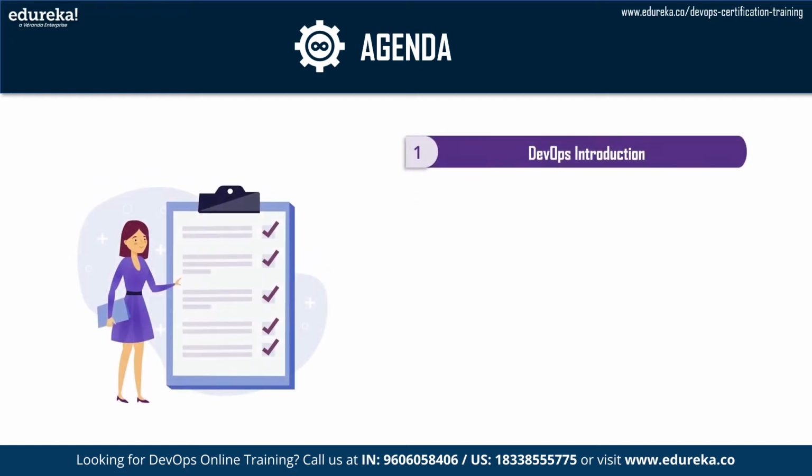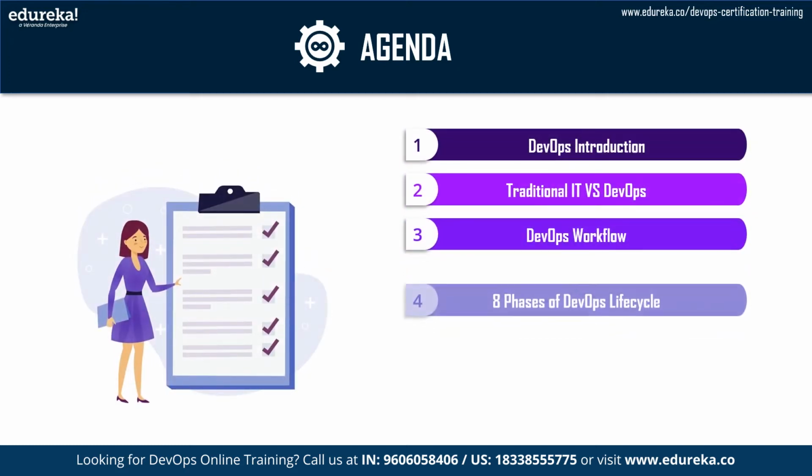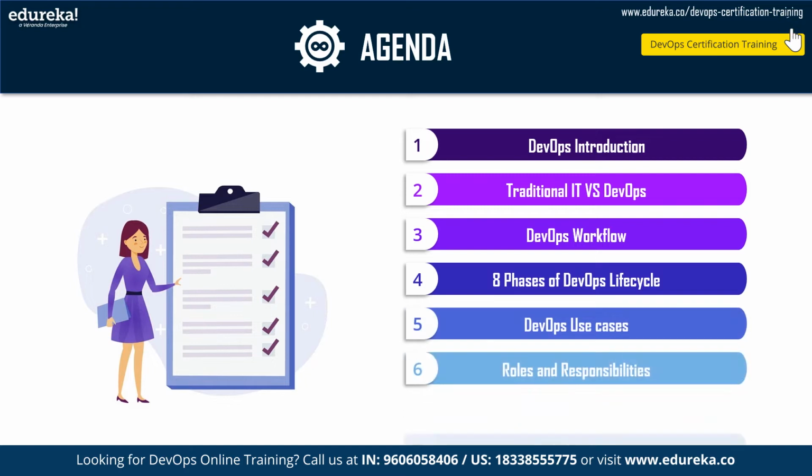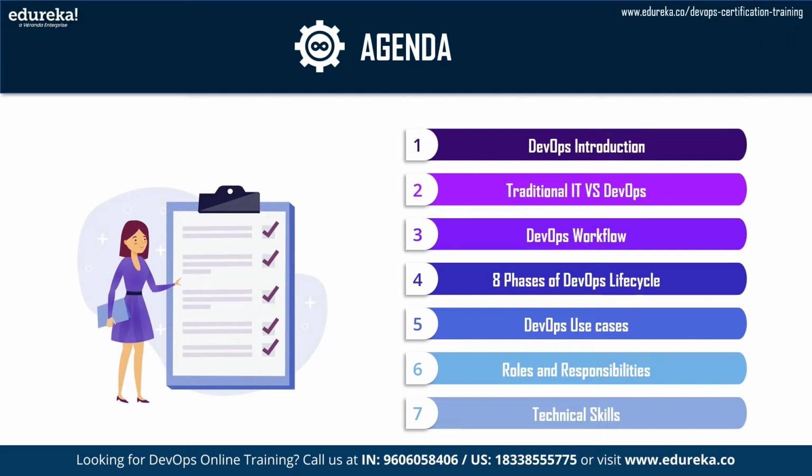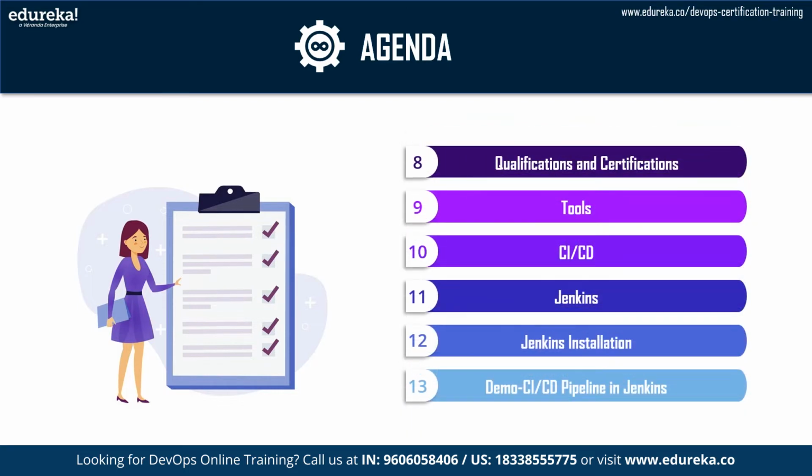Today, let's explore what DevOps is and the differences between traditional IT and DevOps. We will explore the DevOps workflow, the different phases of the DevOps lifecycle, and the DevOps use cases, followed by the roles and responsibilities of a DevOps engineer, the skills required, and the basic qualifications to land a career in DevOps. Next, I will discuss some important tools used by a DevOps engineer. Finally, we will explore the importance of CI/CD and Jenkins and also demonstrate the installation of Jenkins and how to build a CI/CD pipeline in Jenkins.